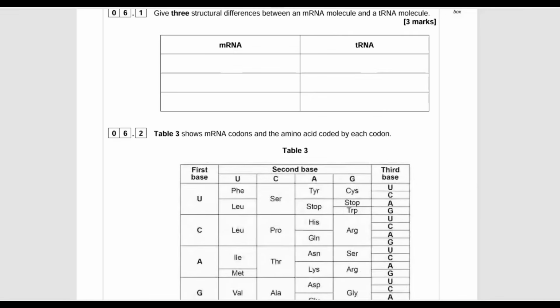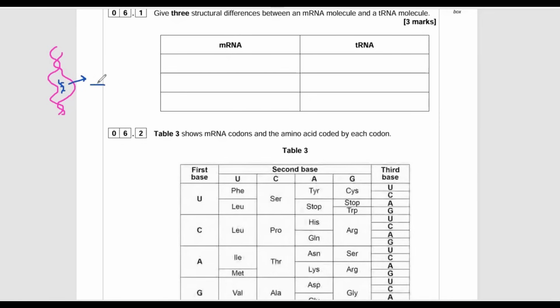Okay, let's go through this question. 6.1, give 3 structural differences between mRNA and a tRNA molecule. It's worth 3 marks. So why don't you pause the video, grab a pen, grab some paper and scribble down what the differences are. Okay, I'm going to go through the answers now and you can see how many you got right. There's about 5 or 6 different differences, but we'll go through them.